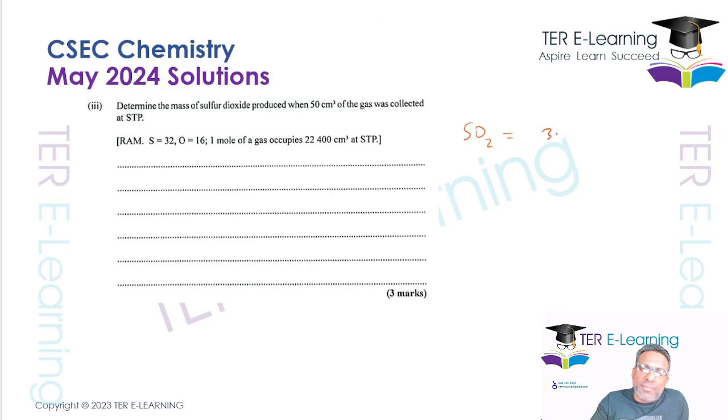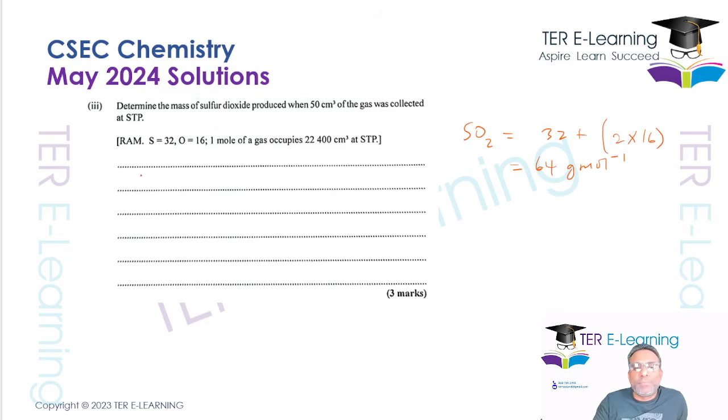So sulfur is 32 plus we have 2 oxygen, so that's going to be 2 by 16. That's going to give you a molar mass of 64. Right, so that's 64 here, and that's 64 gram per mole.